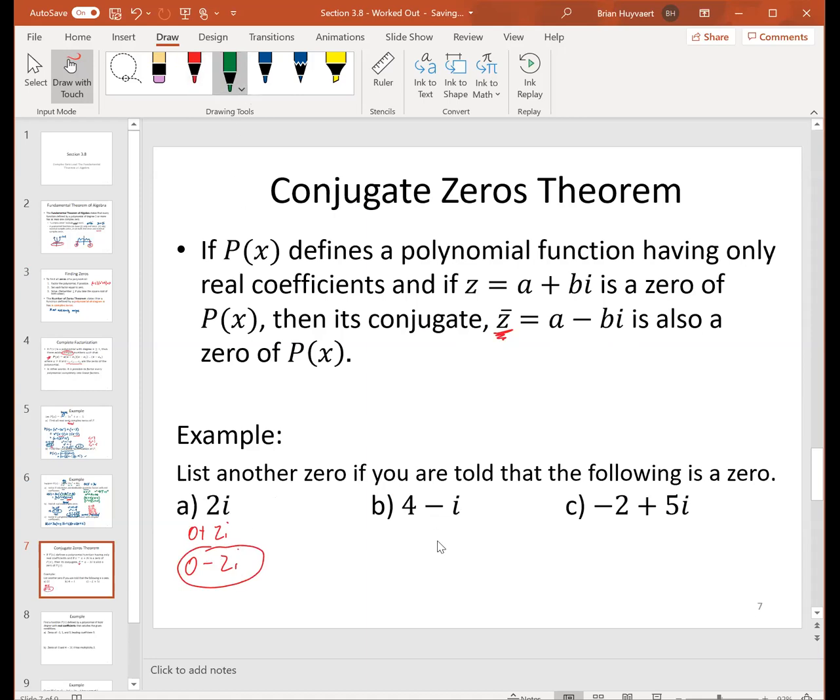Okay, 4 minus i, if that's a 0, then its conjugate, 4 plus i, is going to be a 0. And then if negative 2 plus 5i is a 0, so is negative 2 minus 5i. So that's a pretty handy theorem to have. As soon as we have one complex 0, specifically of the form a plus bi, then we get to use its conjugate as well.